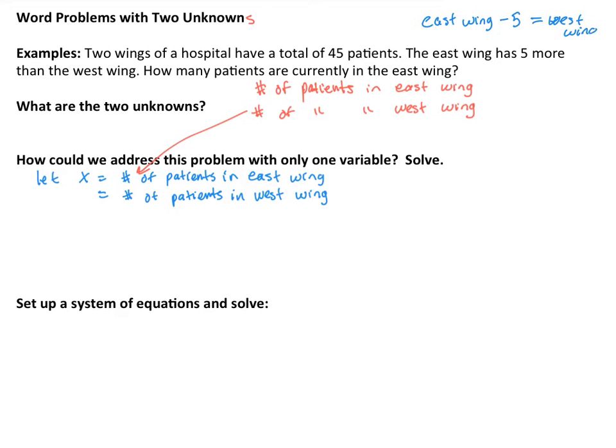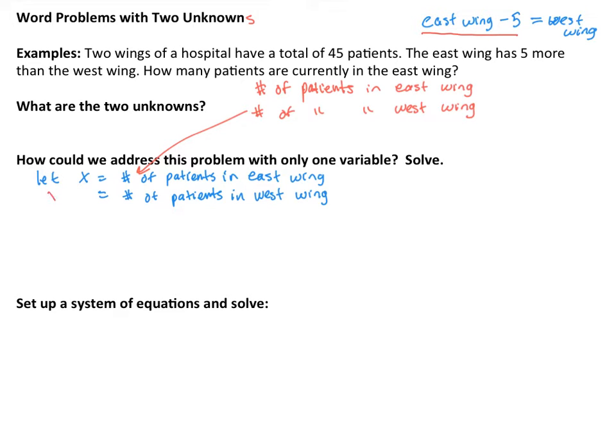I'm just thinking about this without any variables. Since the east has 5 more, we need to take those 5 away, and then these quantities will be equal. The east wing, take away 5, will be equal to the west wing. So what can we do down here? The number of patients in the west wing is just the east wing minus 5.